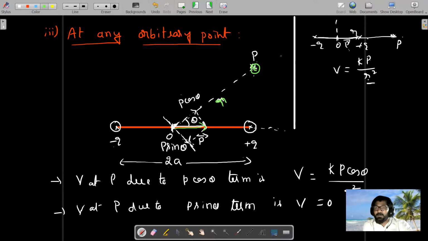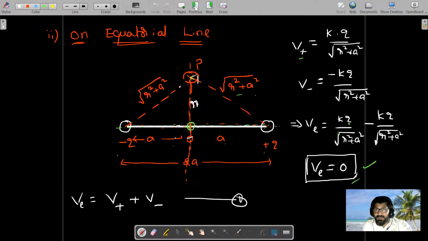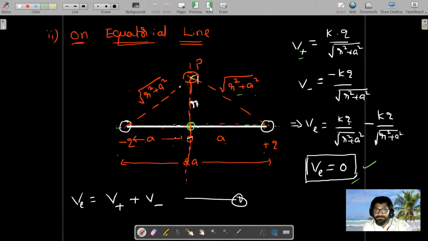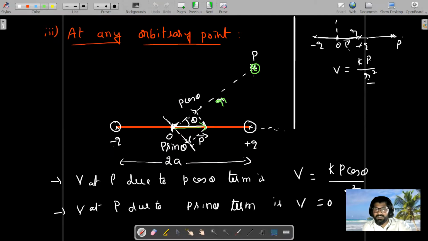I already told you in the previous case, remember this one point. If you have a dipole with the dipole moment vector in this direction, then the potential at a point lying along this line will be kp by r square. Instead of p, if you have p cos theta along this line, the dipole moment is p cos theta. Due to this component p cos theta, the potential here is k into the dipole moment vector by r square. That dipole moment vector is p cos theta. So k p cos theta by r square you have to take.